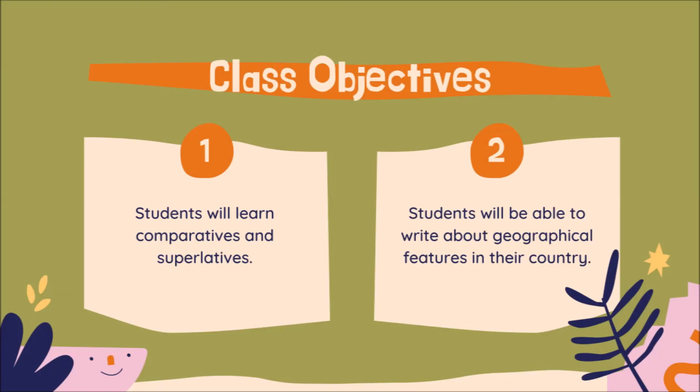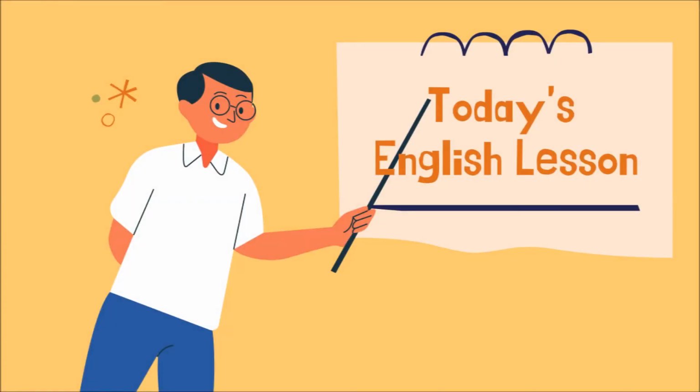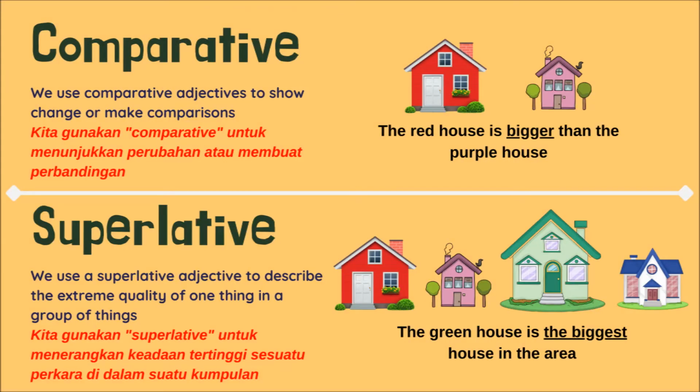For our class today, we have two objectives. The first one is students will learn comparatives and superlatives. And the second one is students will be able to write about geographical features in their country. So, for our today's English lesson, we are going to learn about comparative and superlatives.